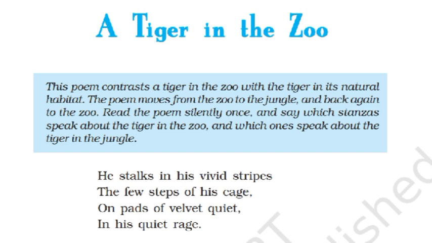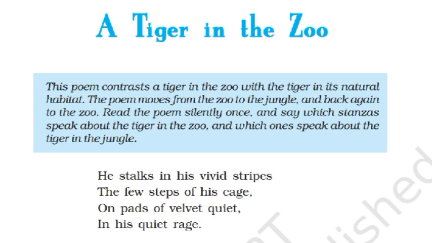Now the first stanza, the line starting like this: He stalks. The first question arising is, who is he here? He means the tiger. Tiger stalks in his vivid stripes the few steps of his cage, and on pads of velvet quiet, in his quiet rage. The line depicts the tiger, a mighty creature, continuously moving to and fro, here and there, with his limited steps. Why limited steps, dear students? Because he has a fixed cage, so the space inside the cage is quite limited. That's why the few steps.